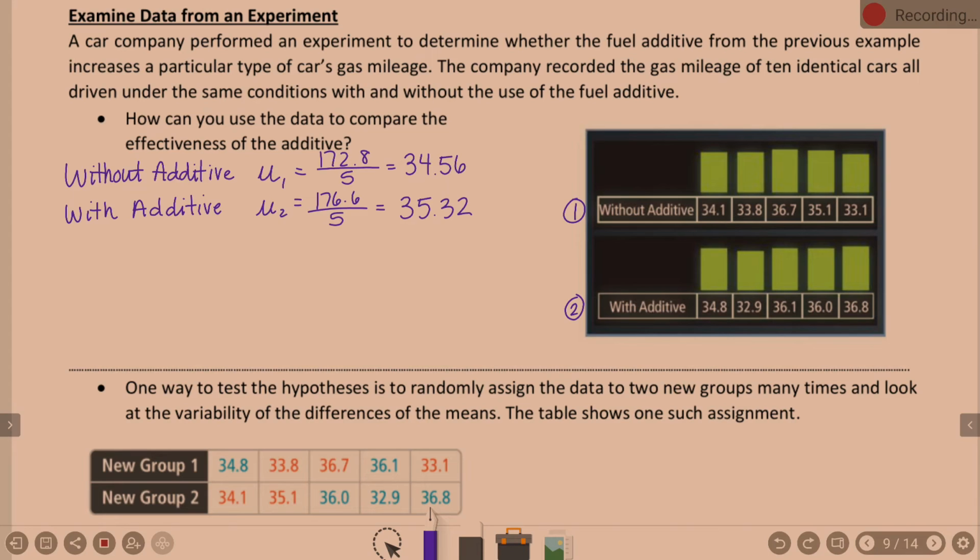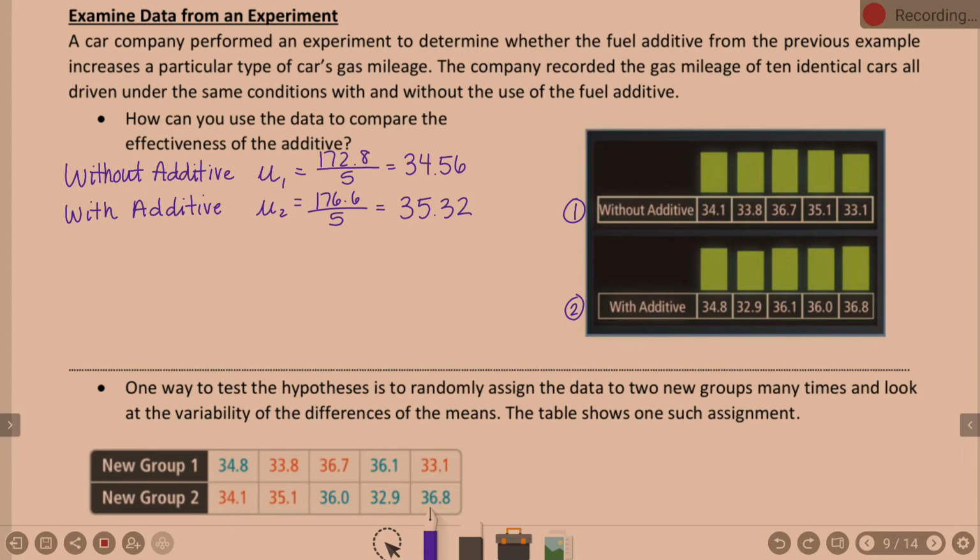What about if the additive isn't doing anything? If the additive is not really doing anything, what would you expect to be true about these two means? They wouldn't differ much. In fact, they could even be the same.